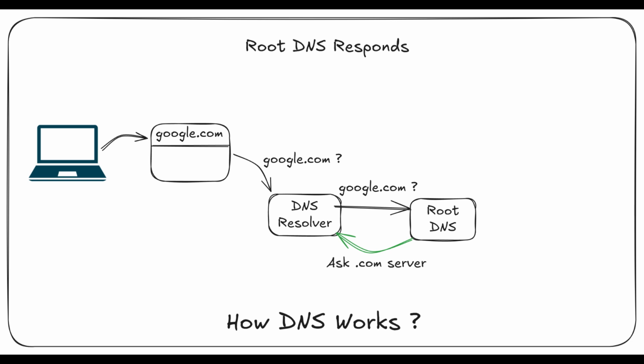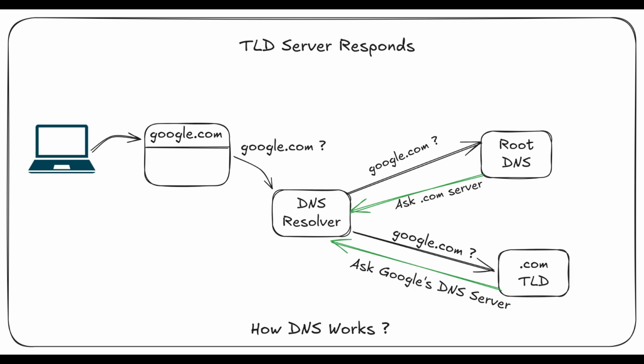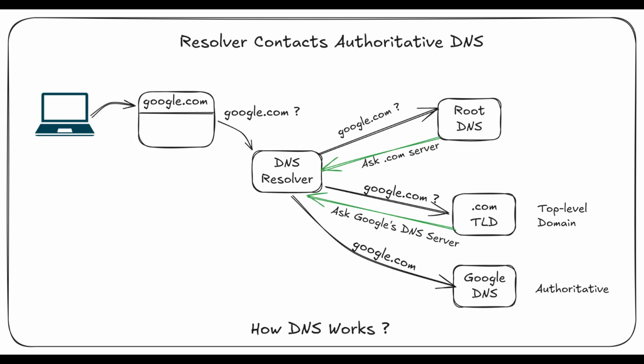The resolver then contacts the .com TLD server. TLD stands for top level domain. Examples include .com, .org, .net, and many others. The resolver asks, can you tell me where google.com's DNS information is stored? The TLD server responds, I don't know Google's IP address, but I know which DNS server is responsible for google.com.